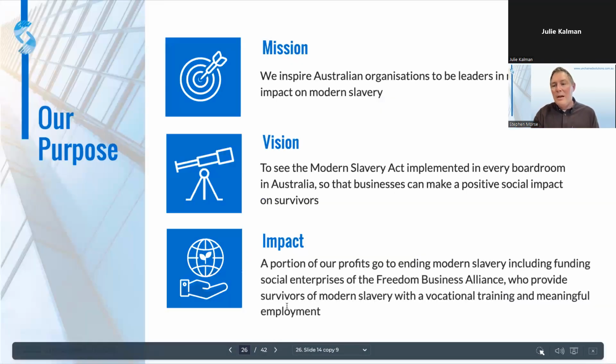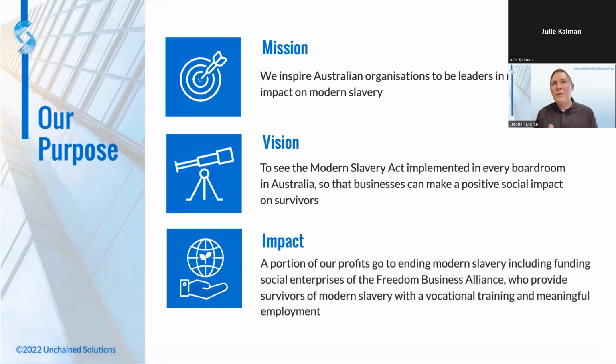So, a little bit about Unchained, who we are and what we do. We inspire Australian organisations to be leaders in making an impact on modern slavery. As a consultancy, we want to work with companies, first of all, to comply with the Modern Slavery Act and implement it in their supply chains and organisations, but also to see this as a great vehicle to go beyond compliance and look for opportunities for greater impact.